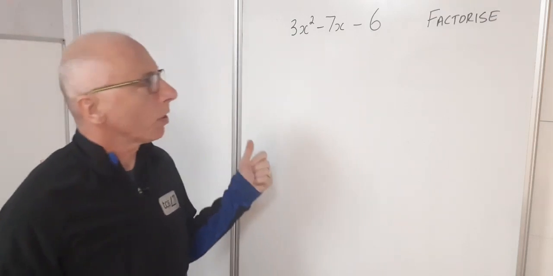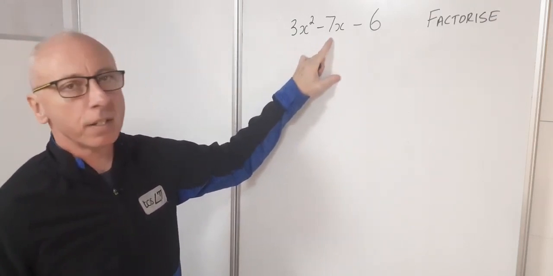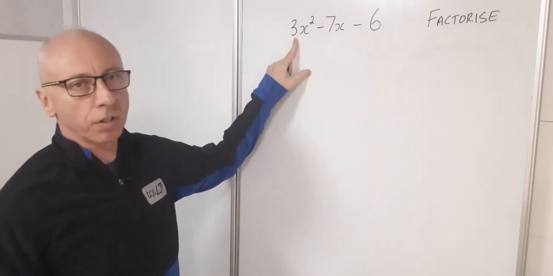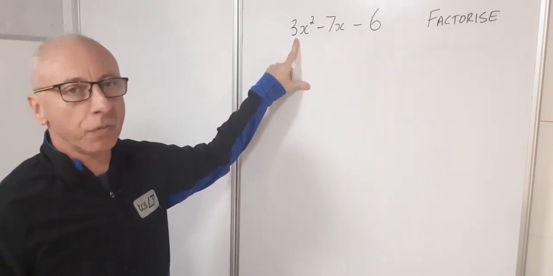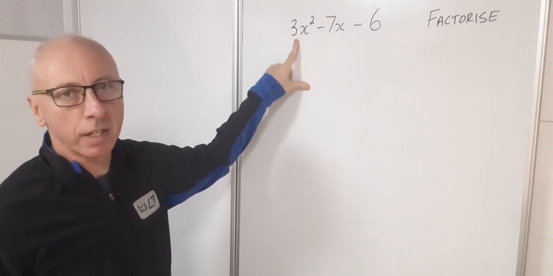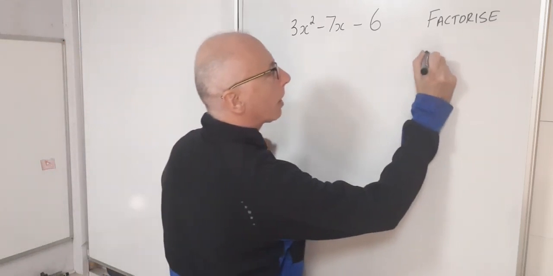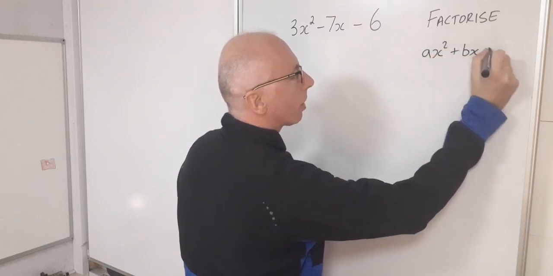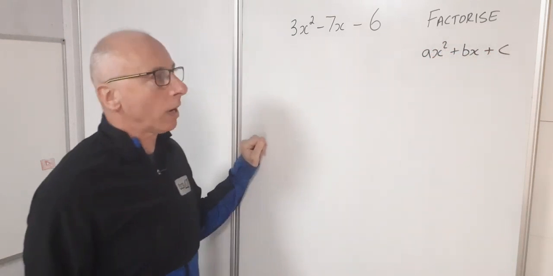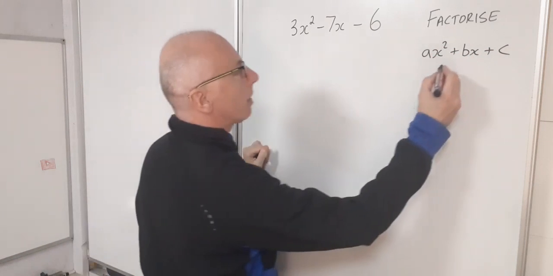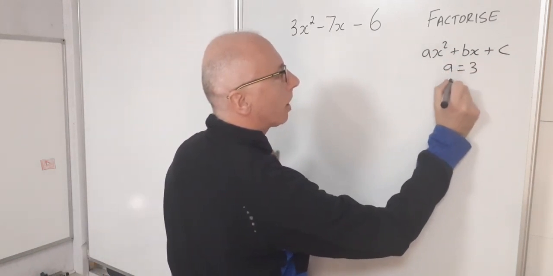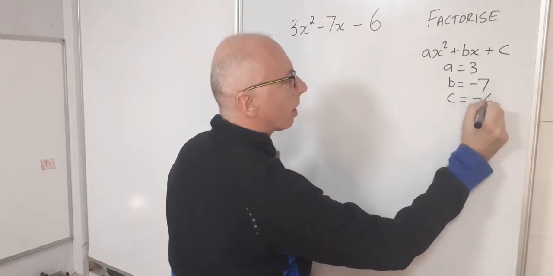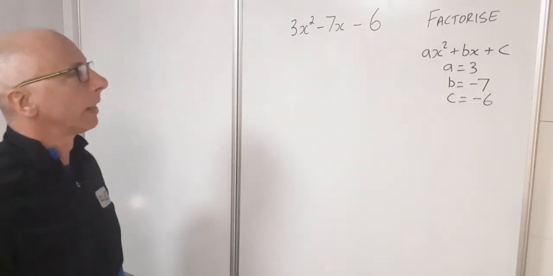So in this question here, we're going to factorise 3x squared minus 7x minus 6. Now you'll notice here we've got a 3 for our coefficient for the x squared term, which makes things a little bit tricky. So breaking our quadratic down into its components, we've got this normal setup, ax squared plus bx plus c. And in this case, a equals 3, b equals minus 7, and c equals minus 6.